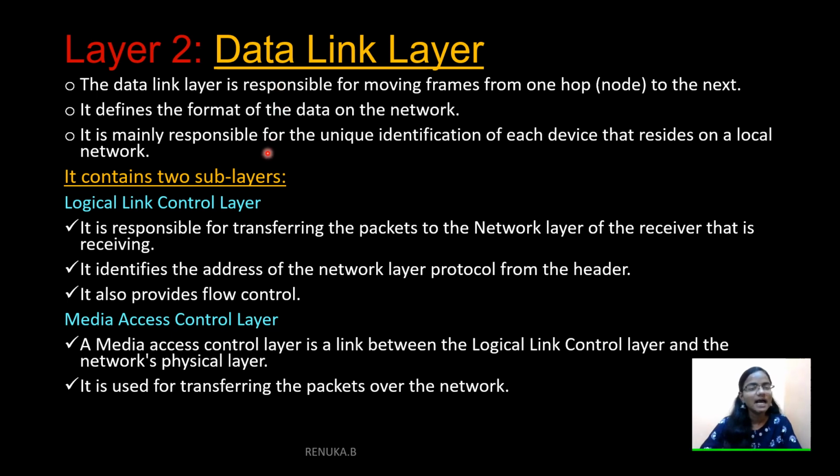The data link layer has two sublayers: the logical link control layer and the media access control layer, the MAC layer. The logical link control layer is responsible for transferring the packets to the network layer of the receiver, and it identifies the address of the network layer protocol from the header, and it also provides flow control. Next is the media access control layer. This layer is a link between the logical link control layer and the physical layer. It is used for transferring the packets over the networks.